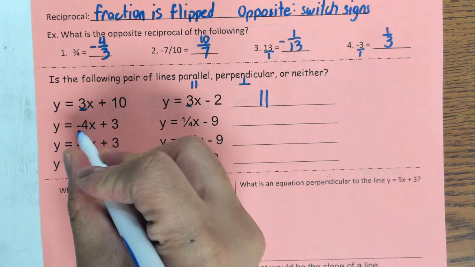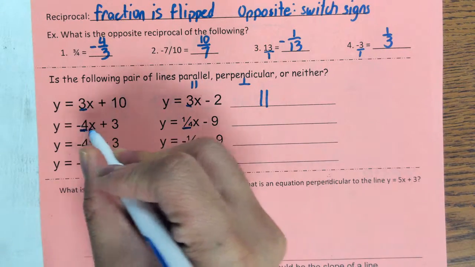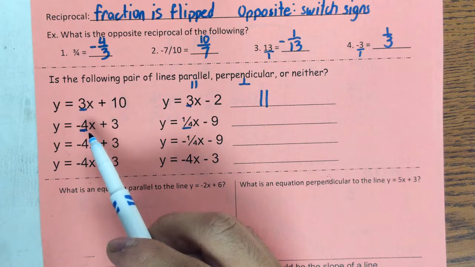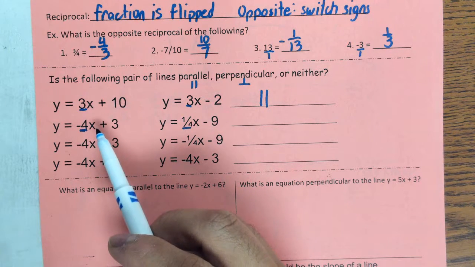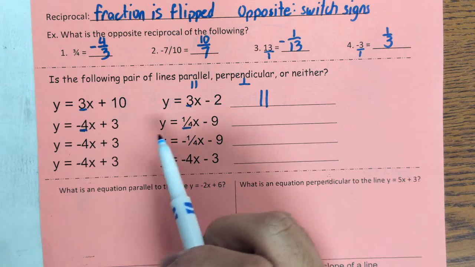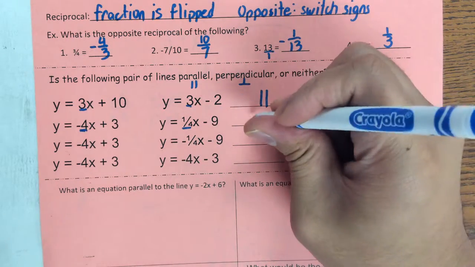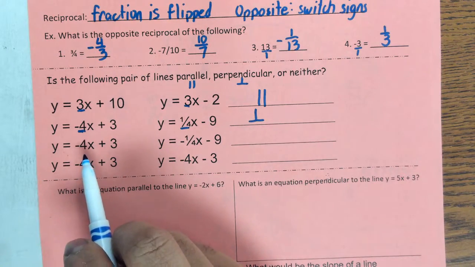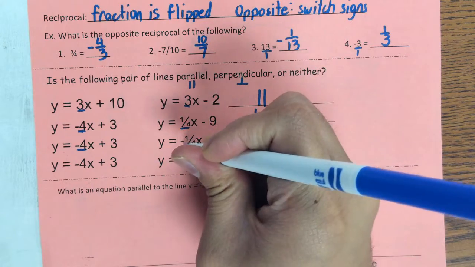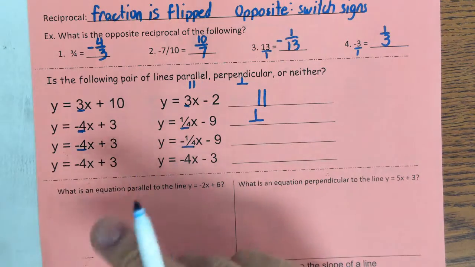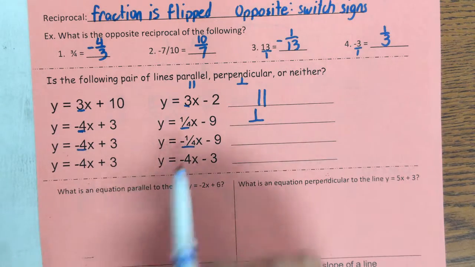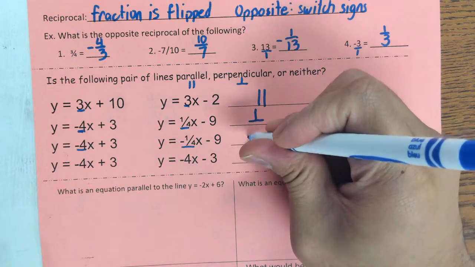Number 2, compare the slopes. My slopes are not the same, so they are definitely not parallel. So let's check to see if they're perpendicular. -4, if I flip my fraction, is 1/4, and negative became positive. So it is an opposite reciprocal. That makes it perpendicular. Next one, we have a -4 and a -1/4. My fraction did flip. 4/1 flipped to become 1/4, but they have the same sign, so they cannot be perpendicular. This is neither.